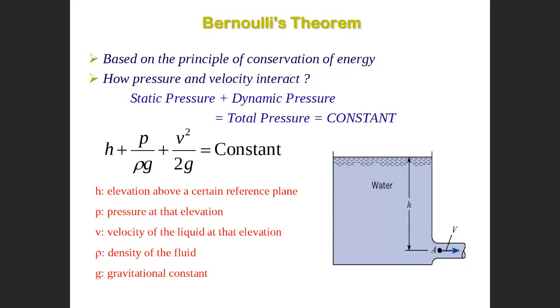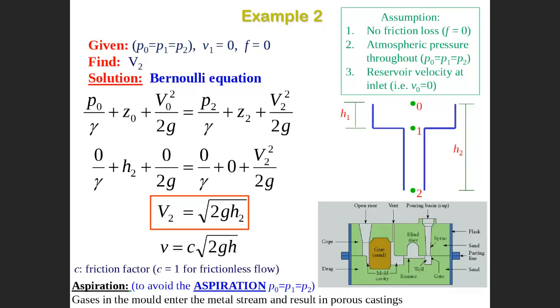Start with the Bernoulli. If you remember, we said that the total pressure is constant, meaning h plus pressure divided by rho g plus V squared divided by 2g equals constant. That's what we were discussing last time, and we stopped here in this slide.